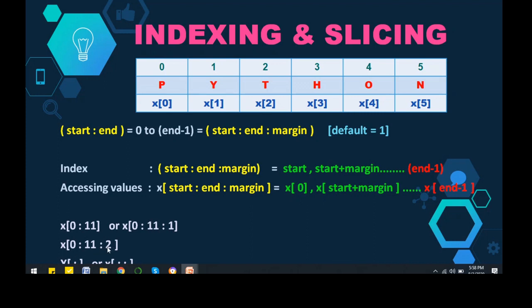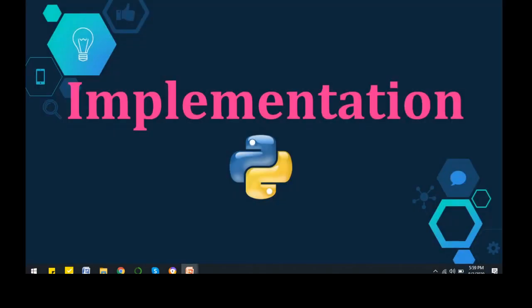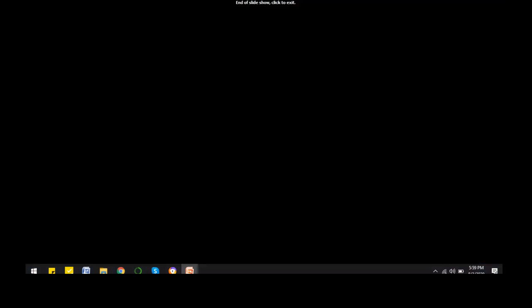Similarly, here the margin is 2. So the first location will be 0, and then 0 plus 2 will be 2. So the next location will be 2, and then 2 plus 2 is 4. Then the sixth location, then the eighth location, then the 10th location. In this way we can see that it has started from 0 until 10 and we have access to 6 values, right? Now coming to the implementation part, to understand whatever we have learned in a better way.